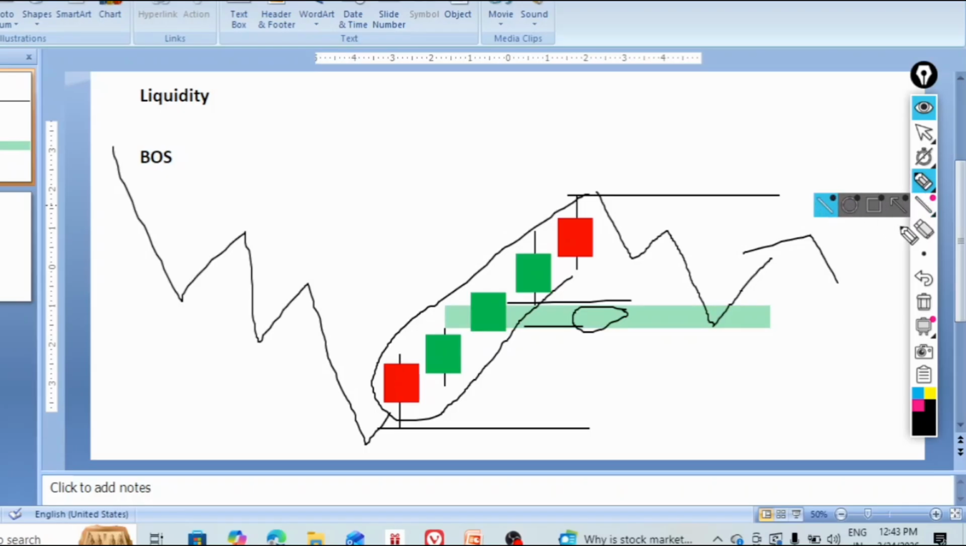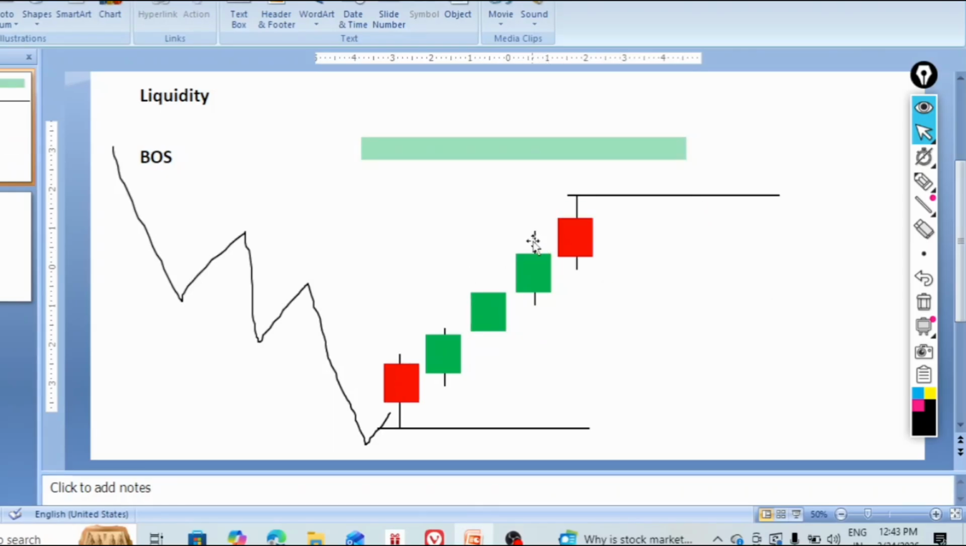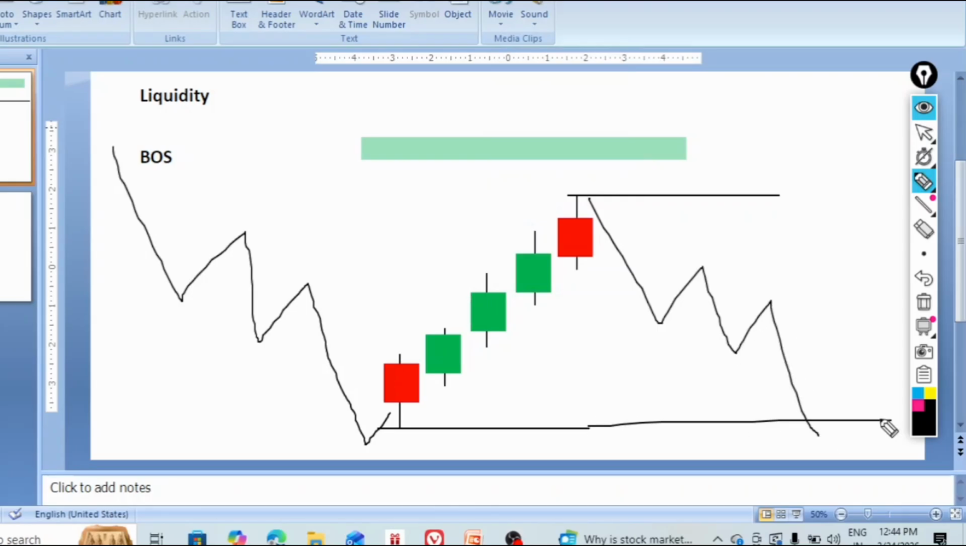However, if there is no gap in this whole swing, then the market will easily move down to this swing low. So you need to understand the swing high and low.